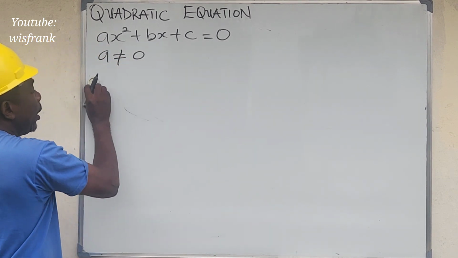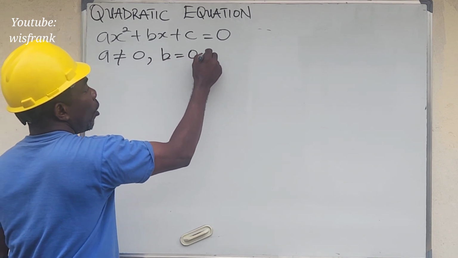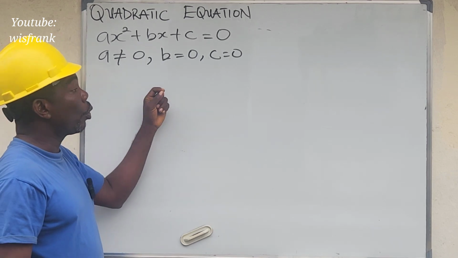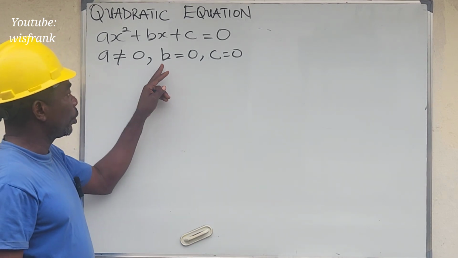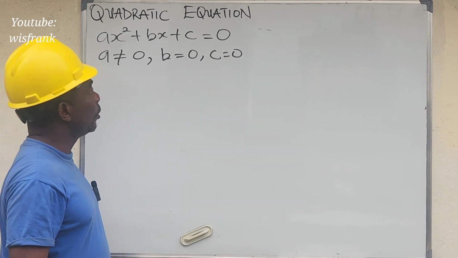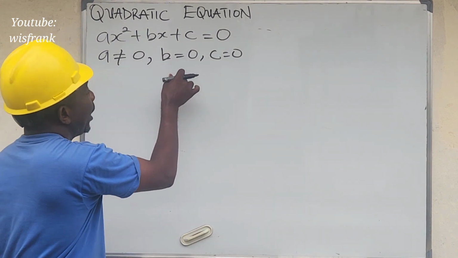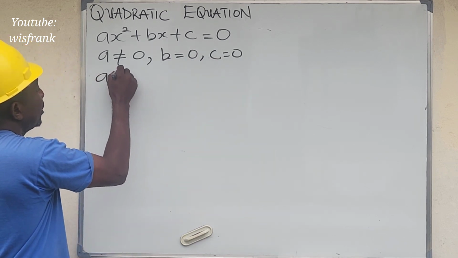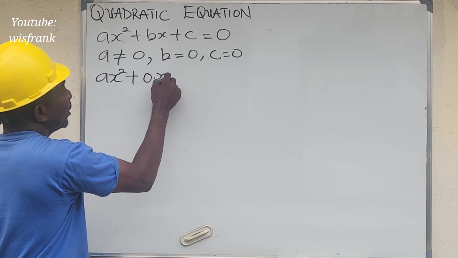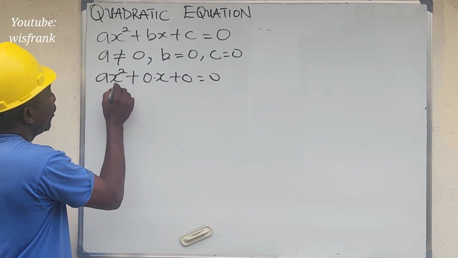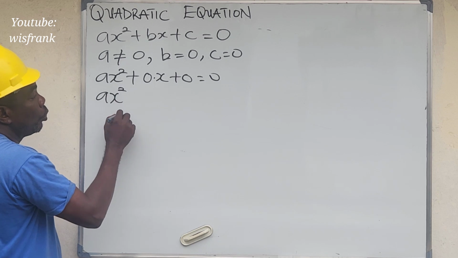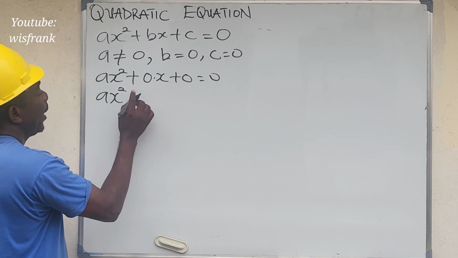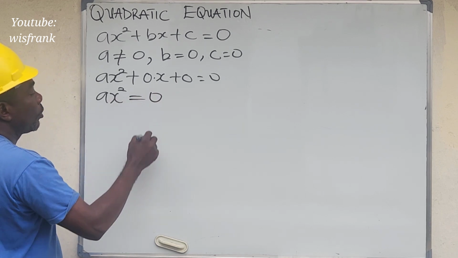But in the other way, b can be equal to 0 or c can be equal to 0. We still have the equation in the form of a quadratic equation when b or c equals 0. So let us see a situation where b and c equal 0. Here it will be ax^2 + 0x + 0 = 0. Therefore, it becomes ax^2 + 0 + 0 = 0. So here, ax^2 = 0.